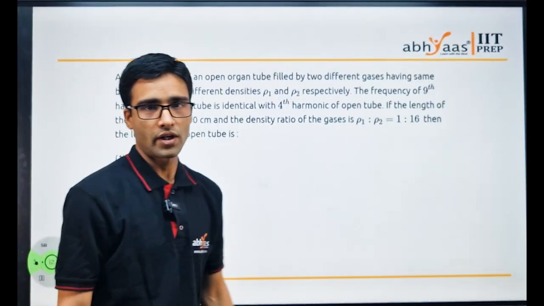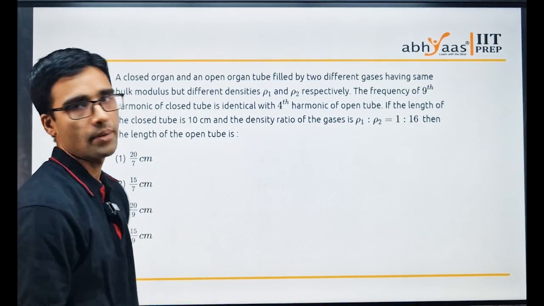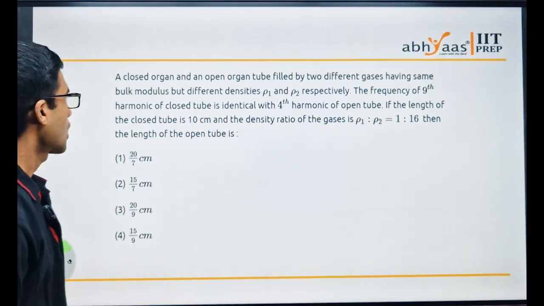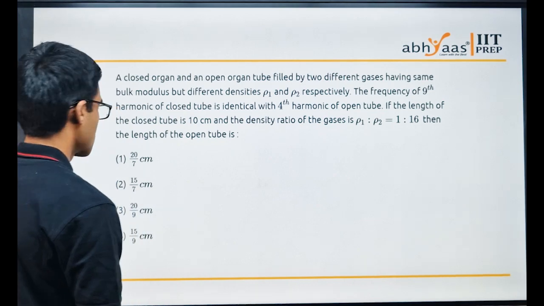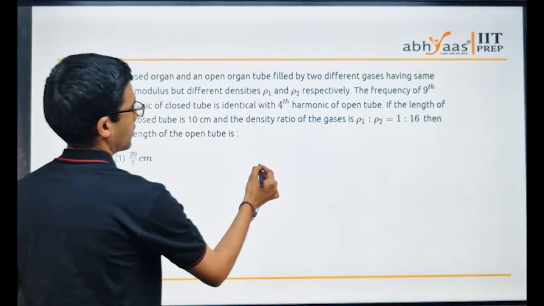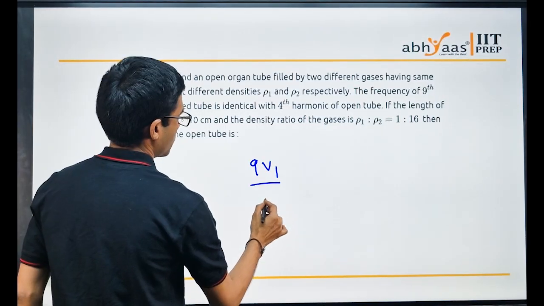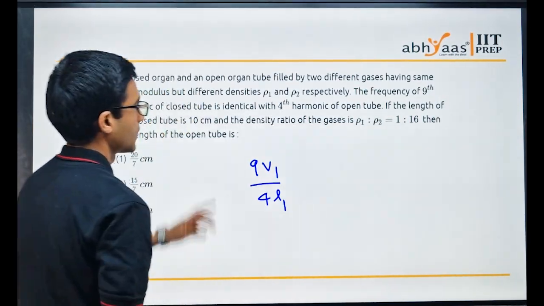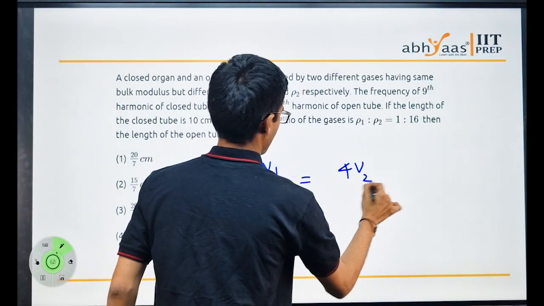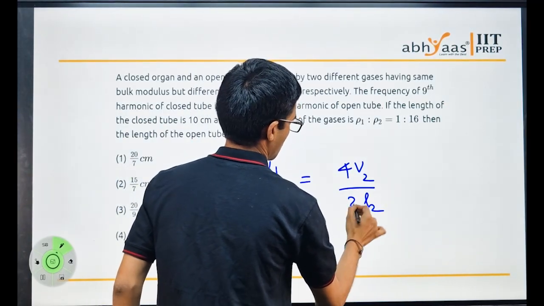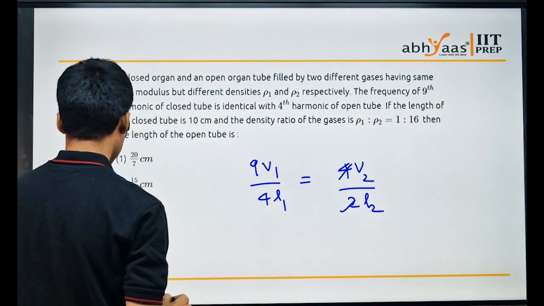So in this question, if you try to see, what happened? He is giving the frequencies of the closed pipe and open pipe. The ninth harmonic of the closed pipe is identical with the fourth harmonic of the open pipe. For the closed pipe, the frequency is 9V1 by 4L1. Then for the other one, it is 4V2 by 2L2, that means we get 2V2 by L2. So I'll directly write that.